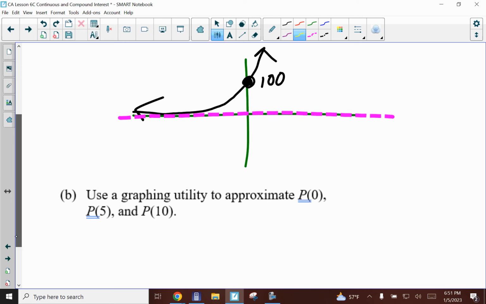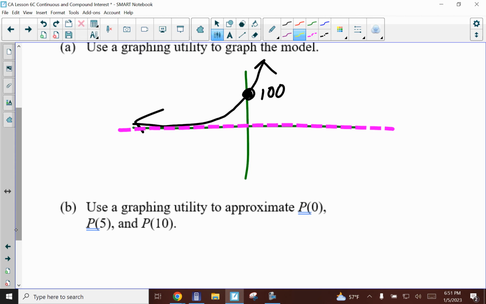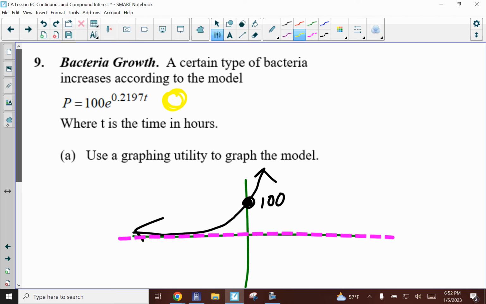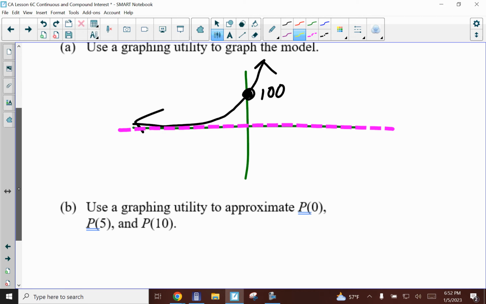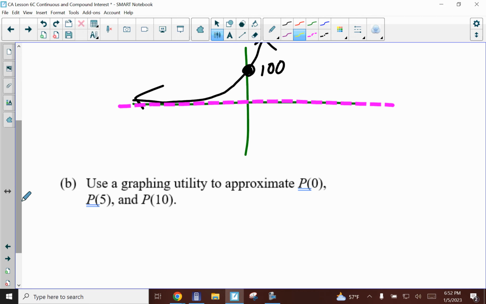Part B says use the graphing utility to approximate P of 0, P of 5, and P of 10. So what they're asking you is how much bacteria is there at time 0, at 5 years, and at 10 years. I think it was in years. Oh, it's in hours. Okay, so this bacteria is growing very quickly because it's growing in hours.